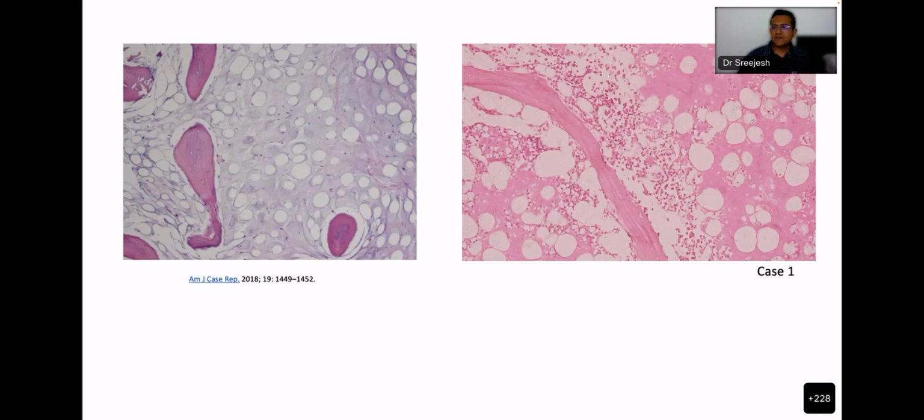So this is the gelatinous transformation. This appearance is different from the amyloid. So this is basically hyaluronan. So Alcian blue will be positive here. This will not be positive in amyloid. Okay. So this is how you can distinguish.